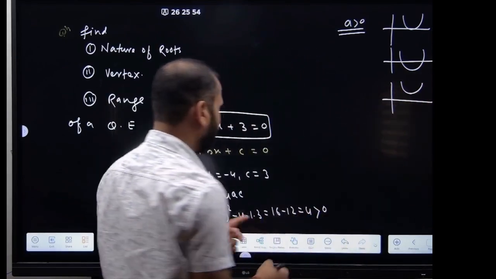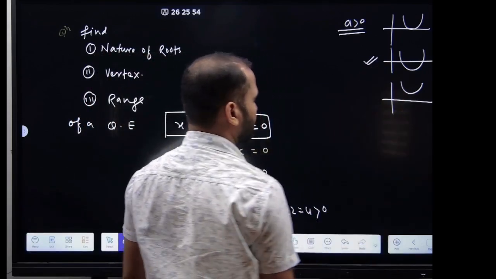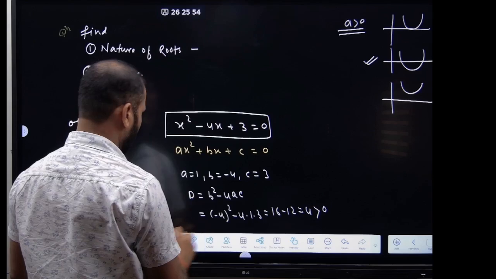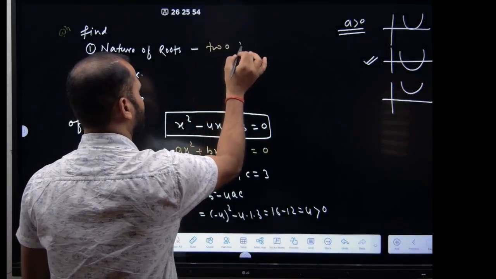As of now we have D greater than 0, right? That means definitely this case it is. So what is the nature of the roots? I will be writing first, the nature of the roots is two distinct roots. Can I say two distinct roots?